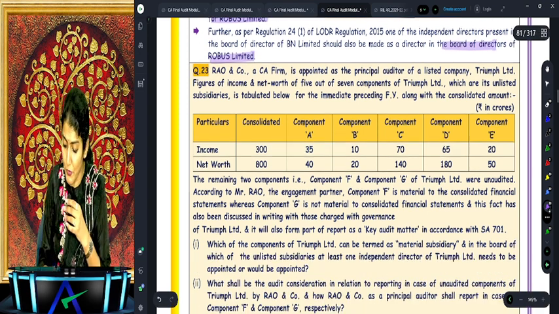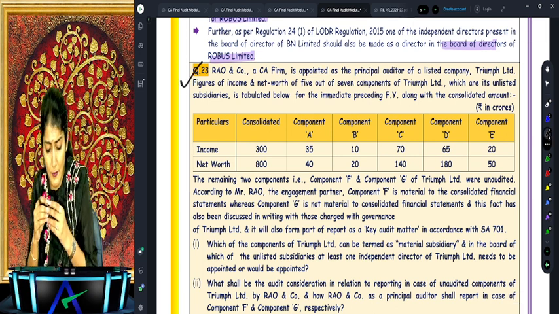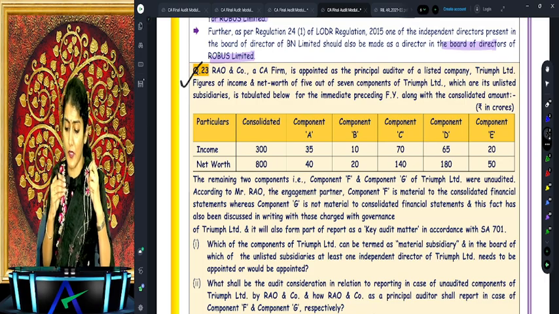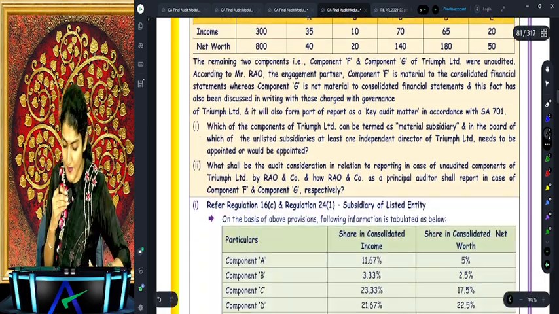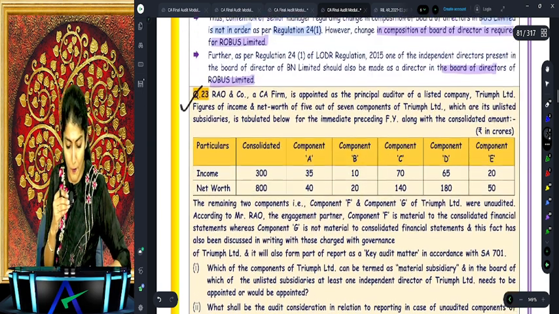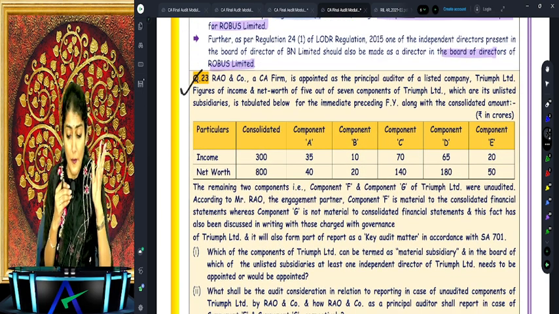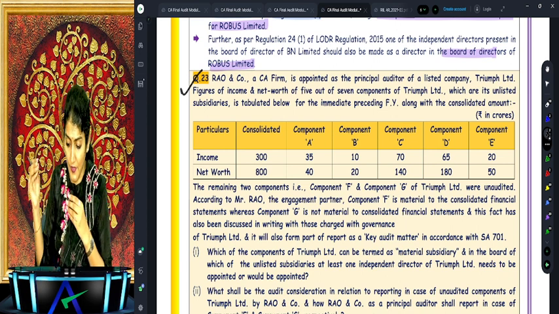Okay, coming to question number 23. Rao and Company, a CA firm, is appointed as the principal auditor of a listed company. Now, this is a very interesting question, right? Again, an MTP question, so super important, right? Rao and Company, a CA firm, is appointed as the principal auditor of a listed entity, Triumph Limited.